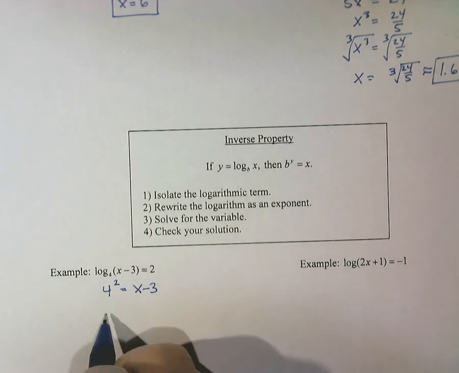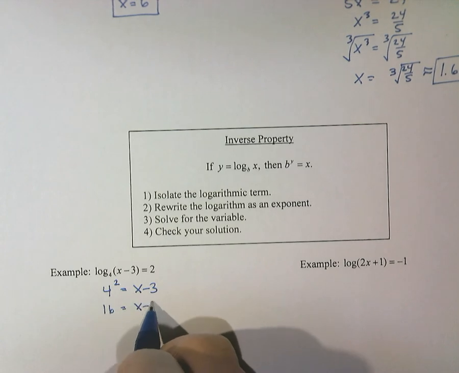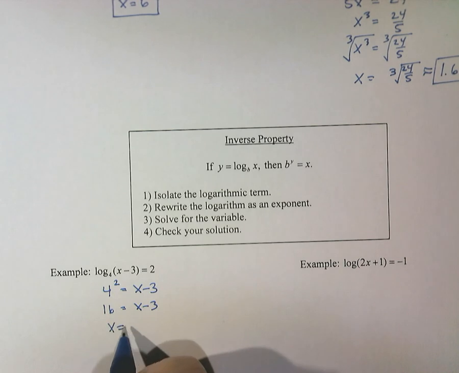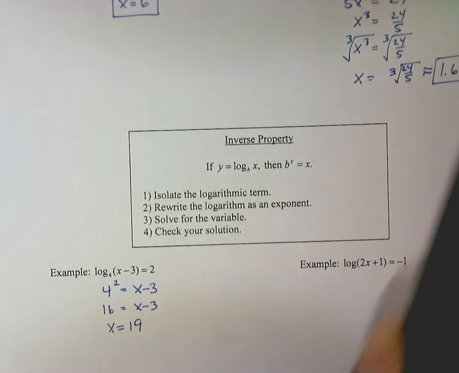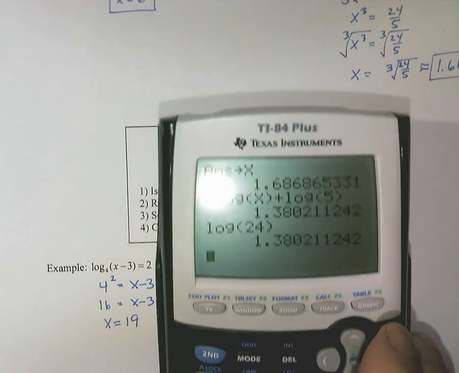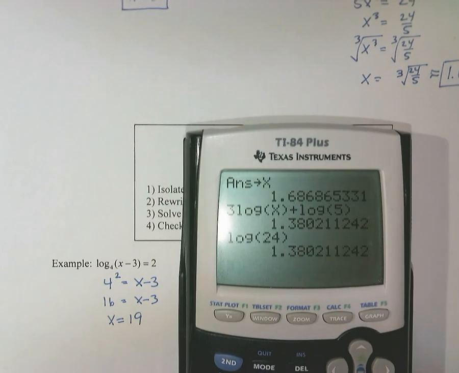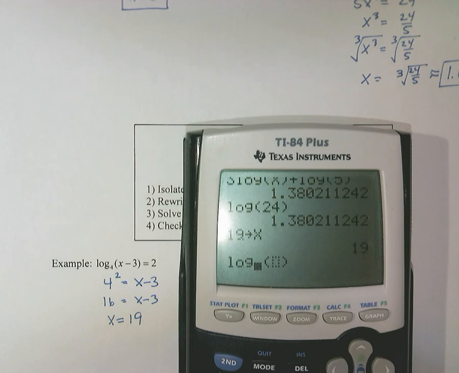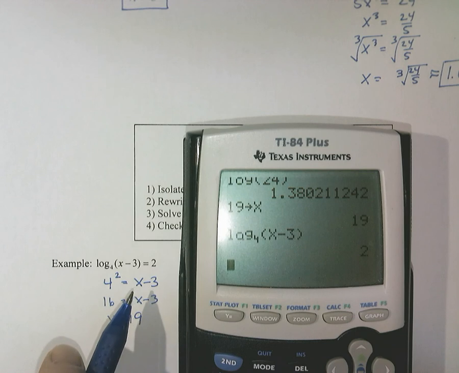Well, 4 squared is 16. Add 3, and I get x is equal to 19. And then I check it. I do check every single one of these problems. So I'm going to store 19 for x. And I'm going to type in log base 4 of x minus 3. And I got 2. So that's correct.